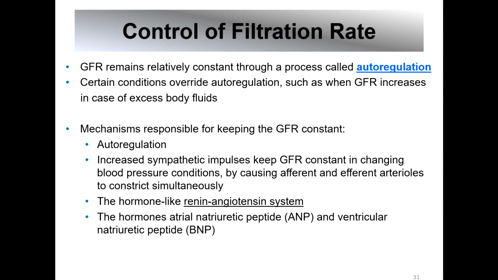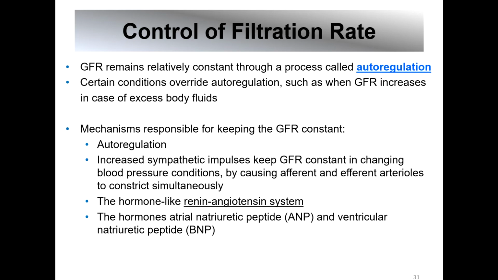So the glomerular filtration rate is going to remain pretty constant, and this is through a process called autoregulation. Certain conditions are going to override the autoregulation, like when the GFR increases in the case of excess body fluid. So mechanisms that keep GFR constant, we mentioned autoregulation, as well as increased sympathetic impulses. They're going to keep the GFR constant under changing blood pressure conditions. And they do this by affecting the afferent and efferent arterioles, causing them to constrict simultaneously.